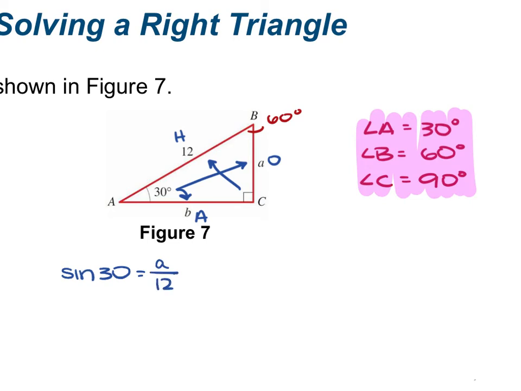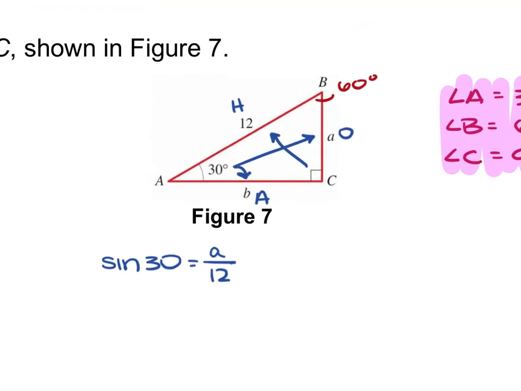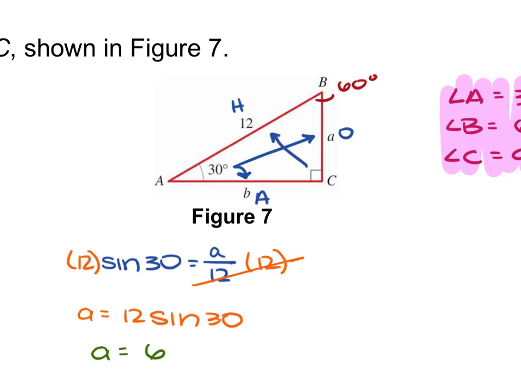We've got to solve for A. Think of it as x. Solve for the variable. We're going to get rid of the 12 in the denominator by multiplying it to each side. It cancels out on the right side, so we just have A is equal to 12 times the sine of 30 degrees. We use our calculator for this. Type in 12, your sine button, then 30, close the parentheses and hit enter. It gives us a side length of 6.